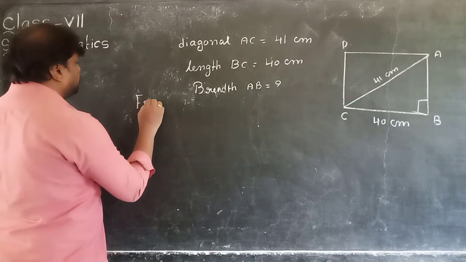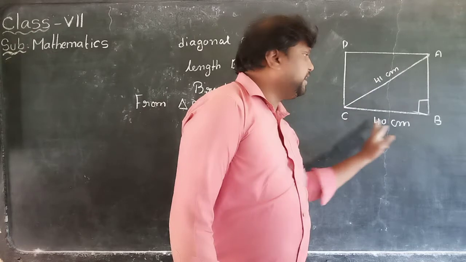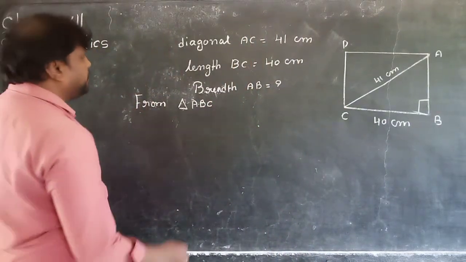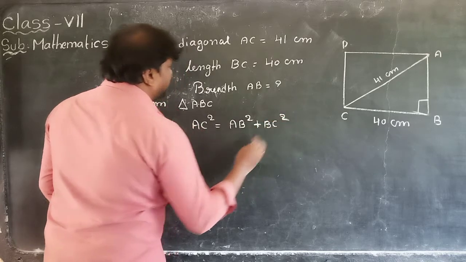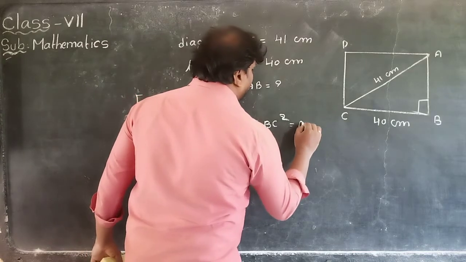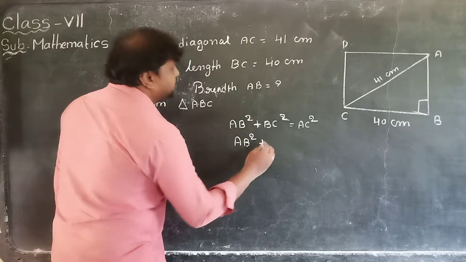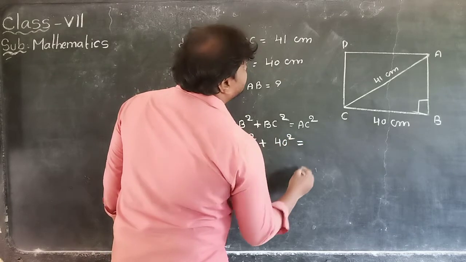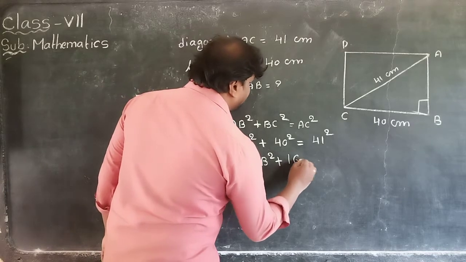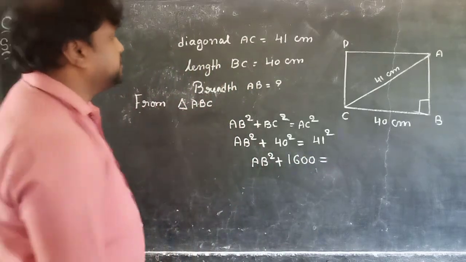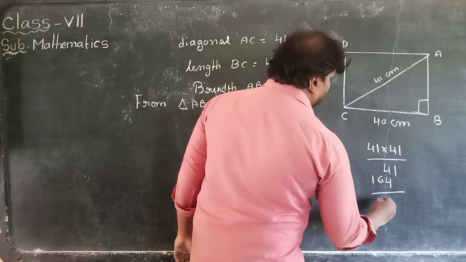From the rectangle figure, just consider the triangle ABC. In that, what is the Pythagoras formula? AC square is equal to AB square plus BC square. Otherwise we can write AB square plus BC square is equal to AC square. Why? Because we already know the AC value. Then AB square, how much? We have to calculate. BC square value is 40 square and AC is 41 square. AB square plus 40 into 40, which is 1600, is equal to 41 into 41. Just calculate 41 into 41. 1681.